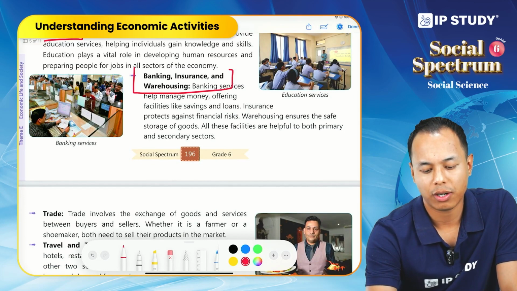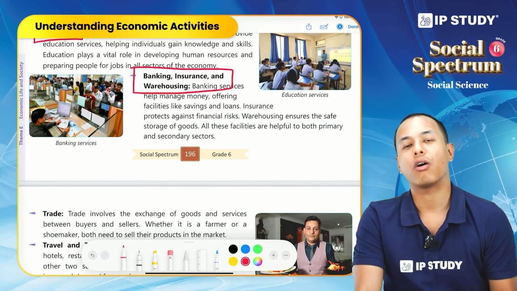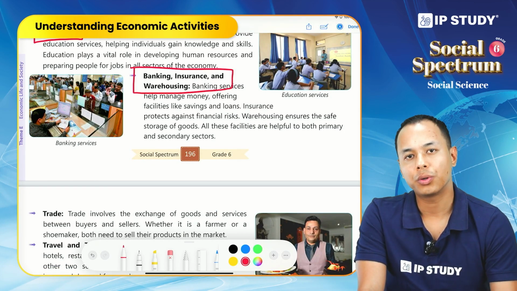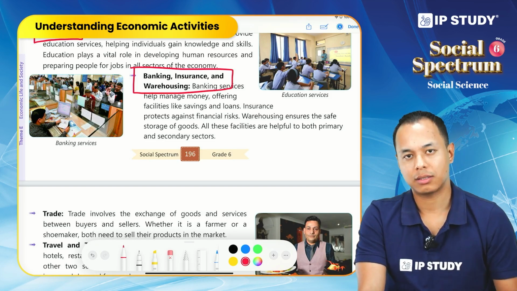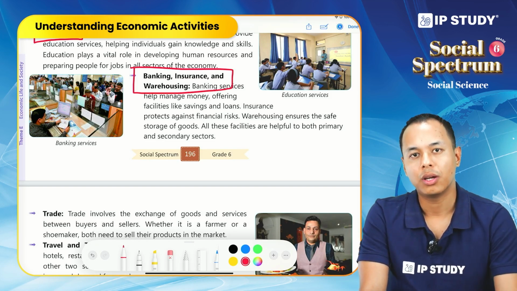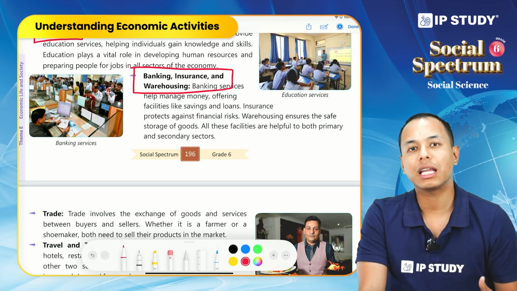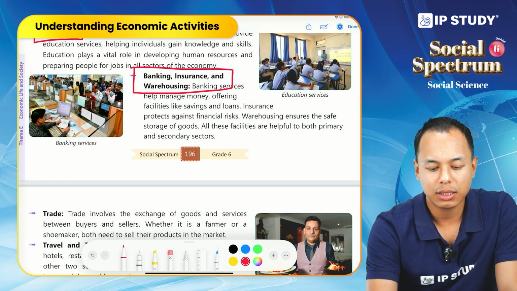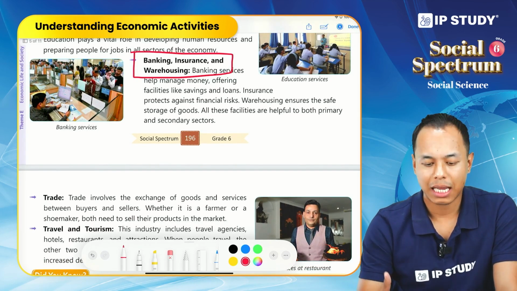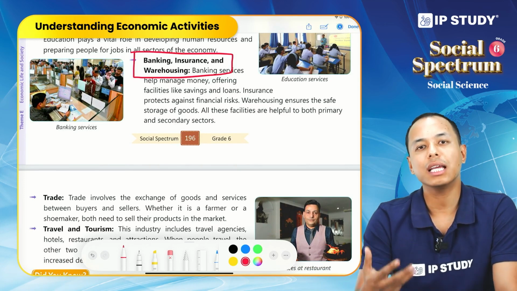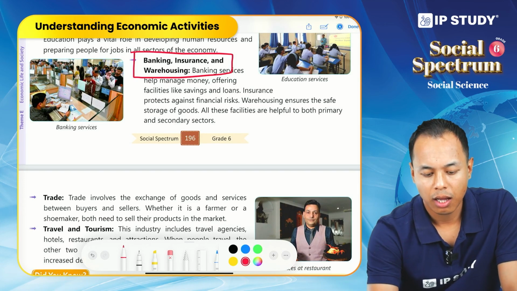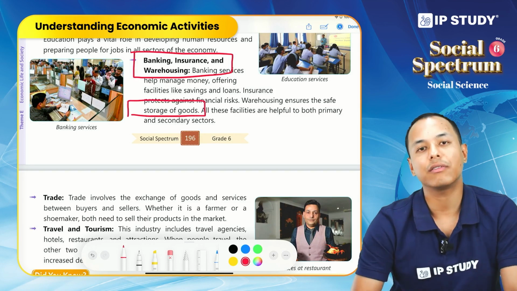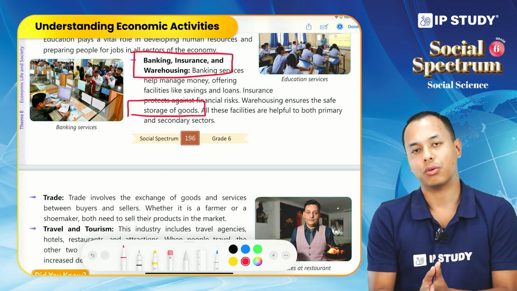Banking, insurance and warehousing. Banking offers facilities like loans and deposits, and it is very necessary for us to run a business. We need loans. For a common person, we need services like depositing our money. On the other hand, insurance offers protection against unwanted risk, and at the same time warehousing makes sure that our goods are safely stored.